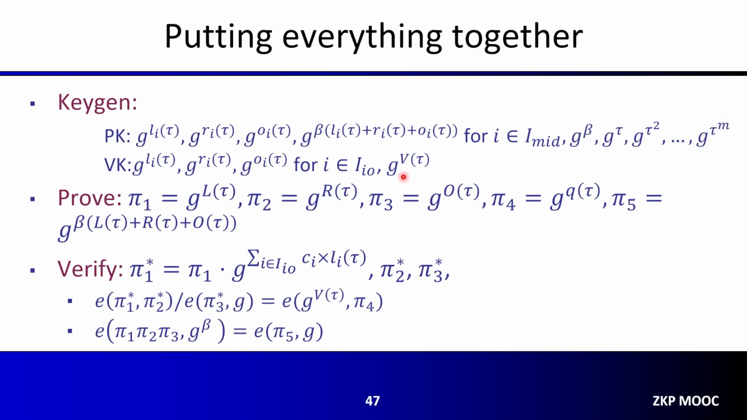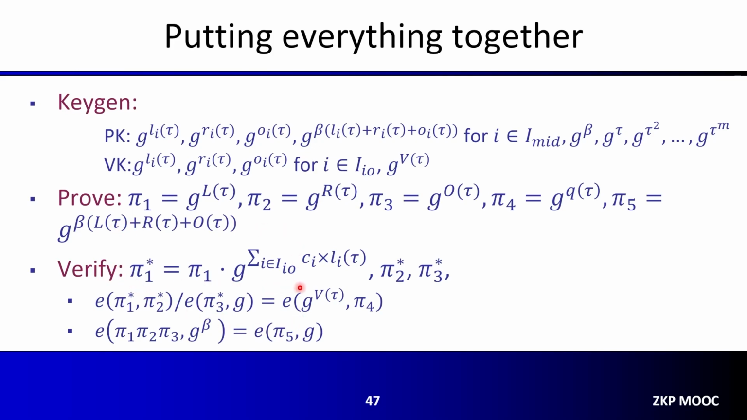In the verification key, we have g to the v tau as I specified in the vanilla protocol, and we also have the additional verification key that corresponds to the wires that are known publicly by the verifier. And in order to generate the proof, the prover computes this pi1, pi2, pi3, and pi4 for these polynomials in this master polynomial equation of QAP, and also pi5 to show that the coefficients of these terms are the same.